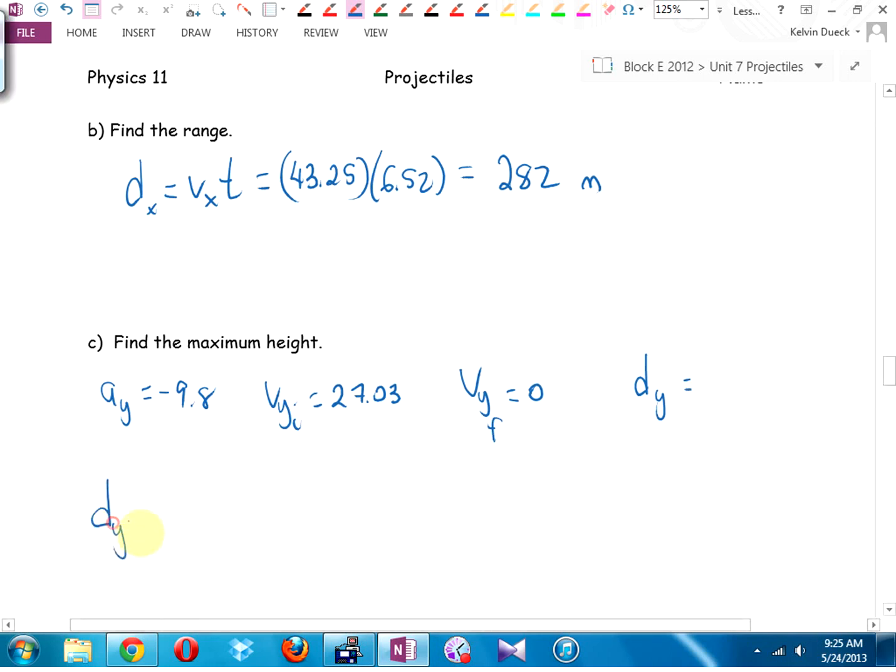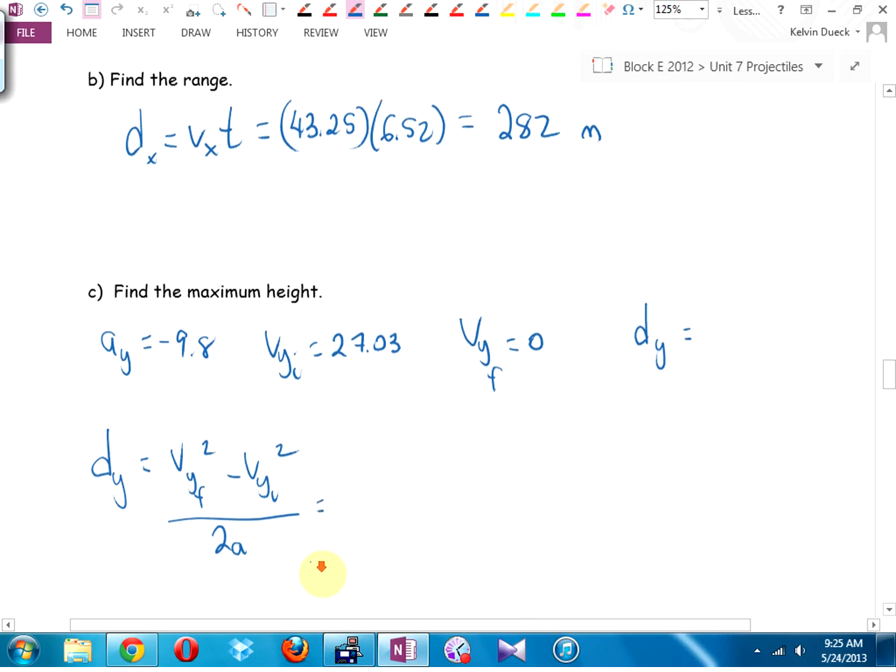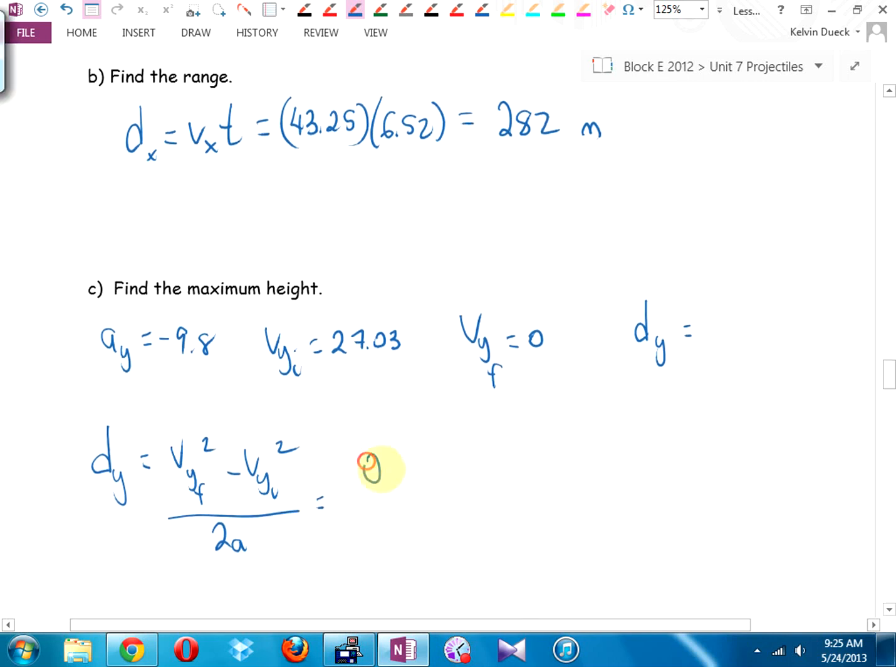Matt's been on a roll. I think he did this one earlier for us too. It was the VF squared minus VI squared all over 2A. VY final squared minus VY initial squared all over 2A. 0 squared minus 27.03 squared all over 2 times negative 9.8.